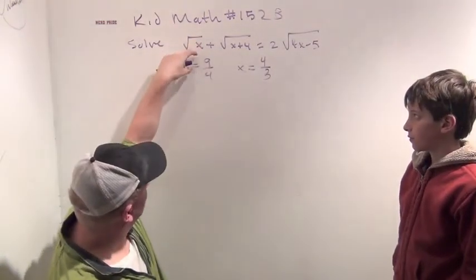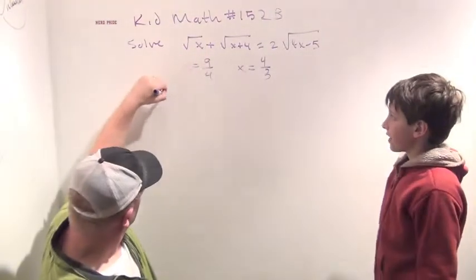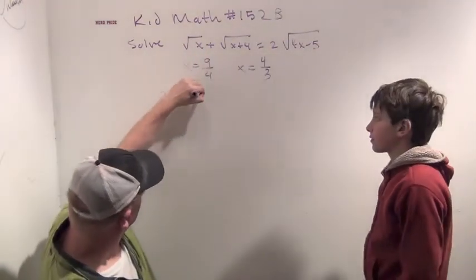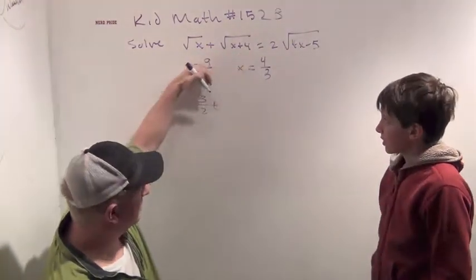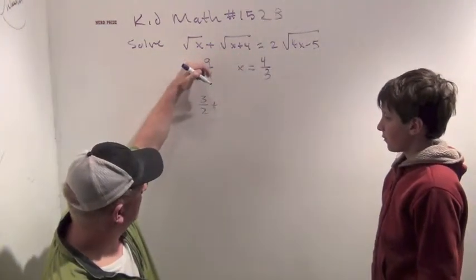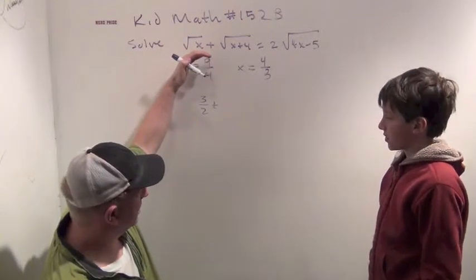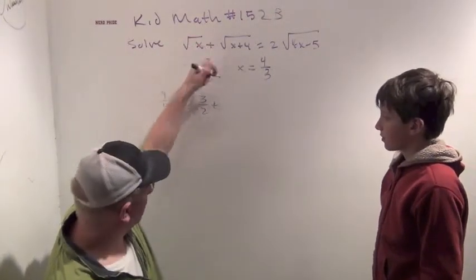9/4, what's the square root? It's 3 halves. So for 9/4, we get those 3 halves plus 9/4 plus 4, 16 fourths, so it's going to be 25 fourths. Which is 5 halves. The square root of that is 5 halves.